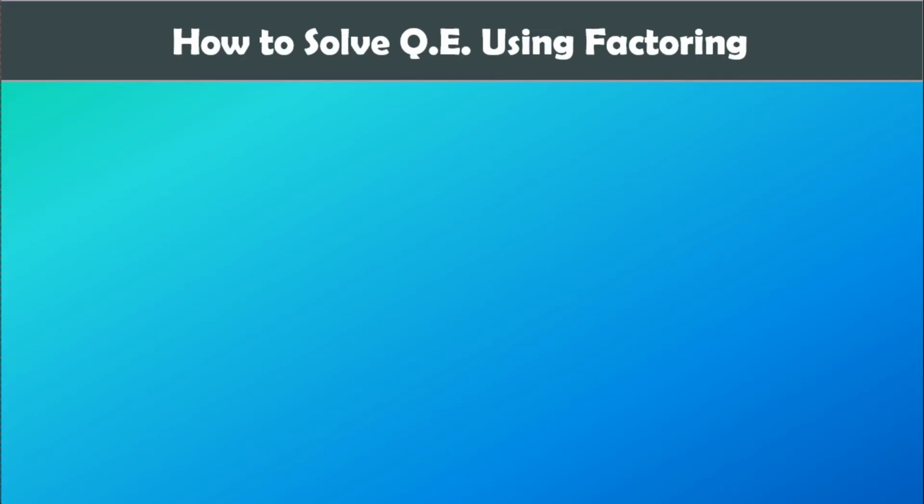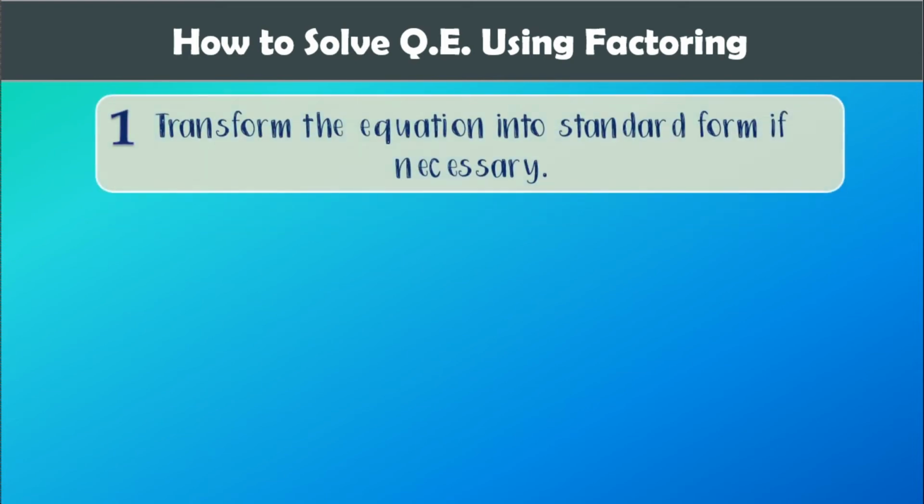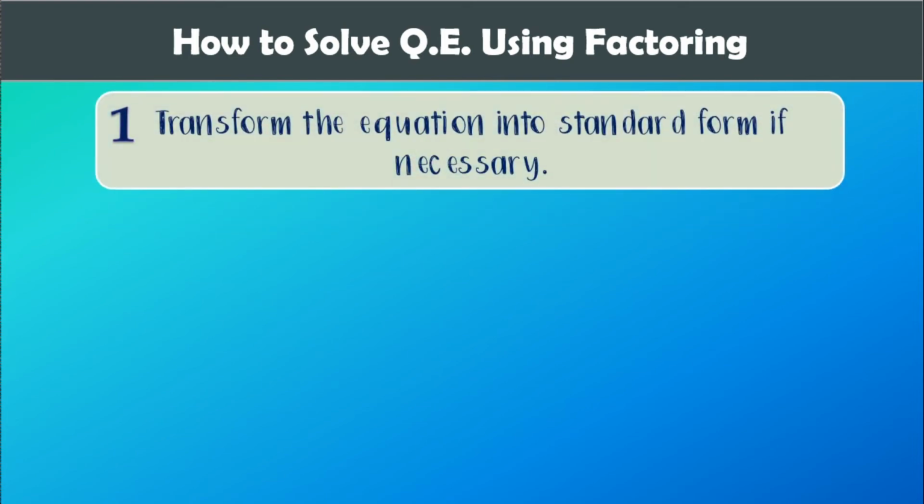How to solve quadratic equation using factoring. So, pag-solve ng quadratic equation, so mayroon ding step by step. Pareha nung pag-solve using extracting square root. Okay, what are the steps? Una, transform the equation into standard form if necessary. So, dapat alam nyo na yung standard form is ax squared plus bx plus c equals 0. Ito yung standard form. But there are some cases na yung value ng b is 0.